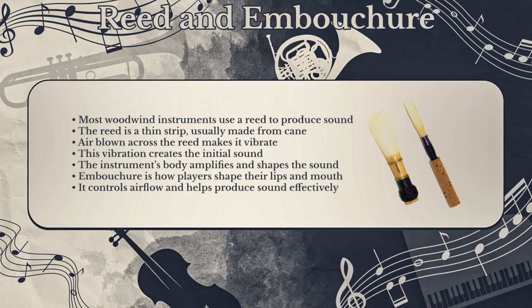Most of the woodwind instruments use a so-called reed to produce sound. The reed is a thin strip of material, usually made from cane, that vibrates when air is blown across it, creating the initial sound, which is then amplified and shaped by the body of the instrument. Embouchure in woodwind instruments refers to the way a player shapes and positions their lips and mouth to control the airflow and produce sound effectively.